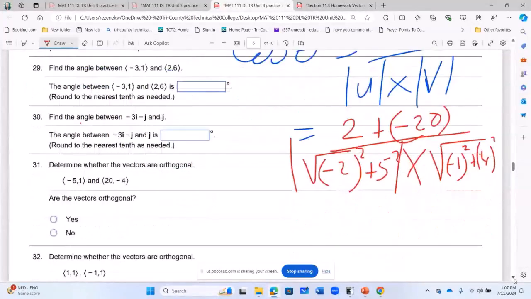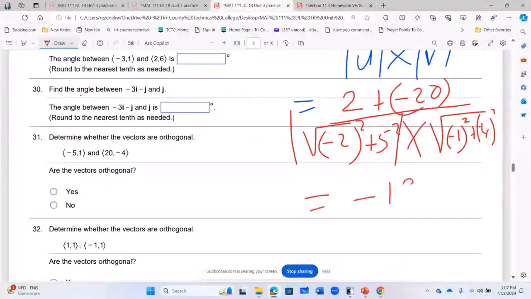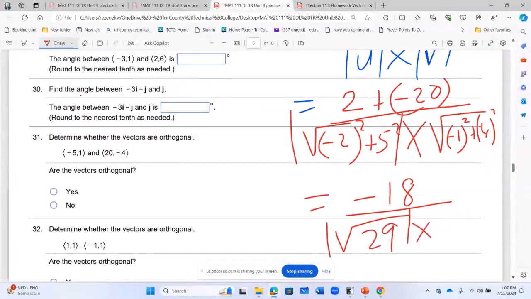So the numerator gives me -18. For the denominator, first of all, I am going to find what is in the radical sign. That's 4, 4 plus 25 is 29. So the square root of 29 multiplied by the square root of 1 squared, -1 squared is 1, 4 squared is 16, plus 1. 16 plus 1 is 17, square root of 17.